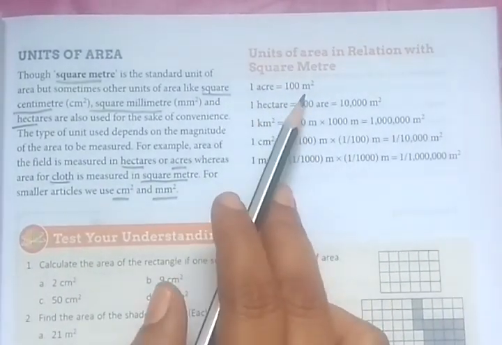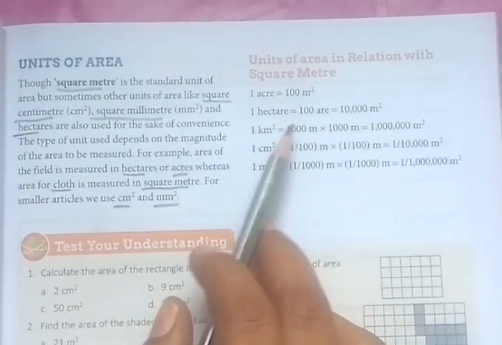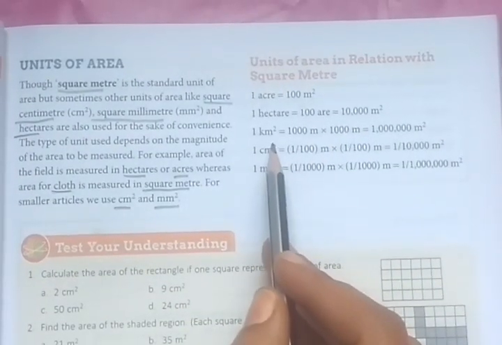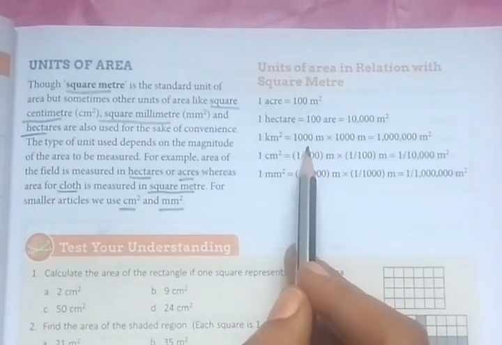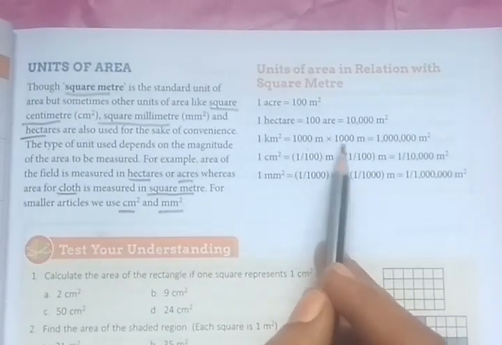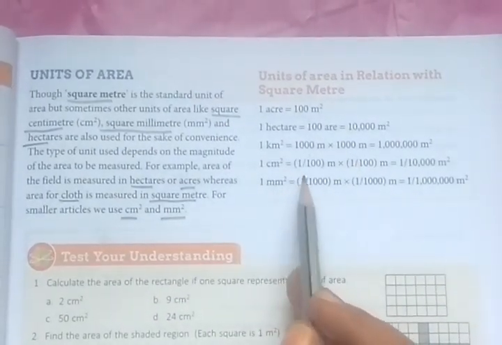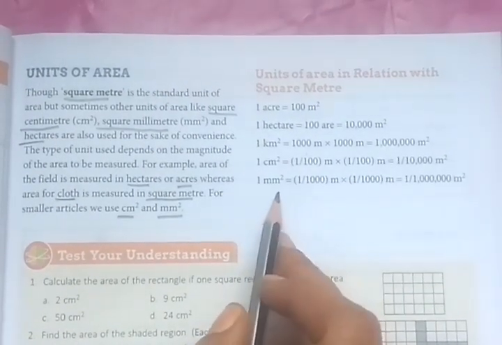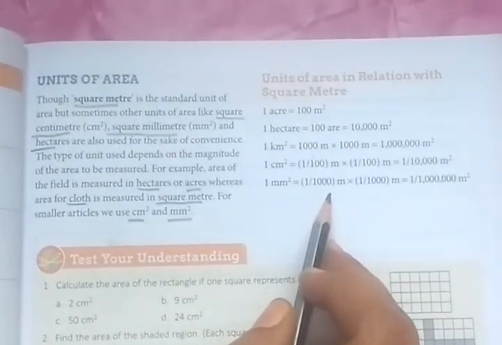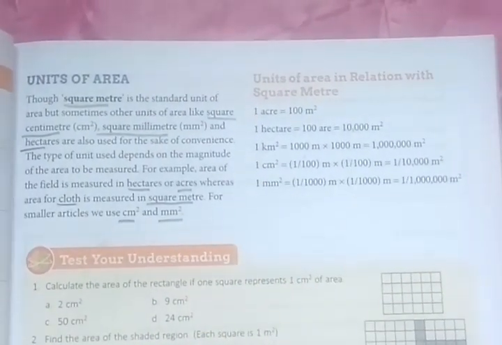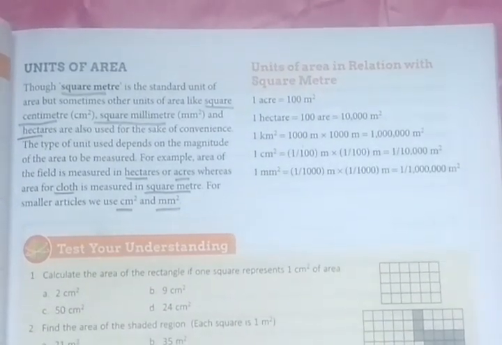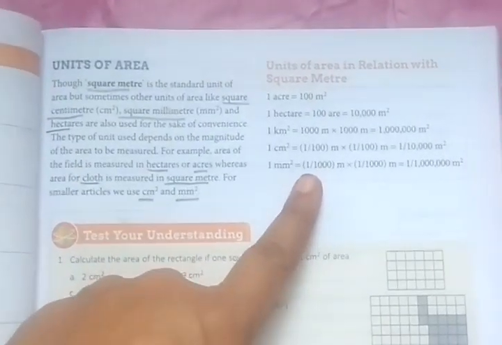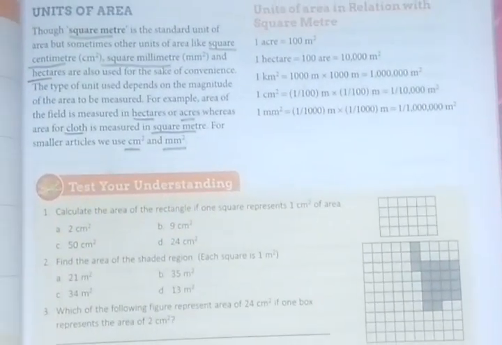See, 1 acre is equal to 100 meters square, 1 hectare is equal to 100 acres, and 1 kilometer square is equal to 1000 meters into 1000 meters. 1 centimeter square is equal to 1 by 100 meter into 1 by 100 meter, and 1 millimeter square is equal to 1 by 1000 meter into 1 by 1000 meter. So these are the values given in the textbook. Once see these values, everybody. So up to here clear, children?